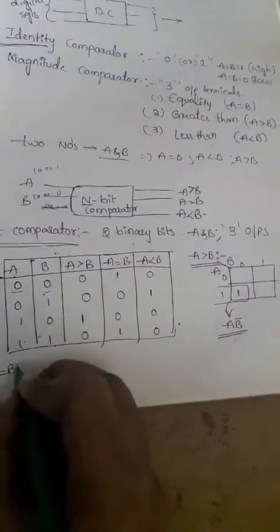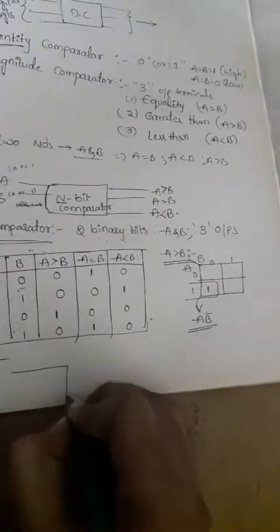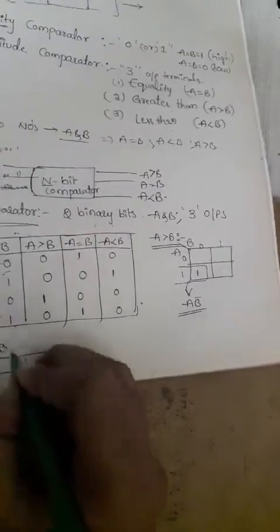In this way you can consider the A equal to B K-map. This is also a two variable K-map. Then we get the 0 1 0 1 possibilities.